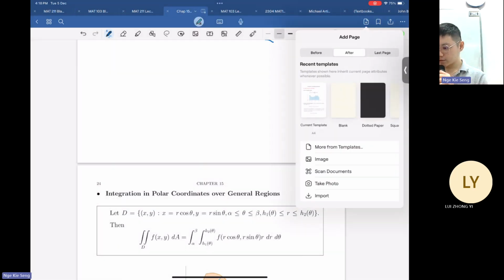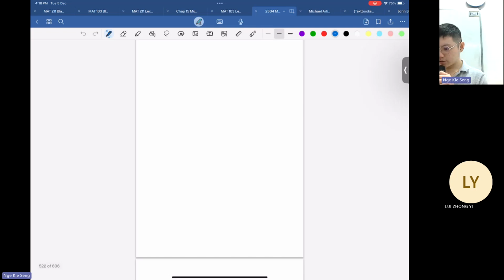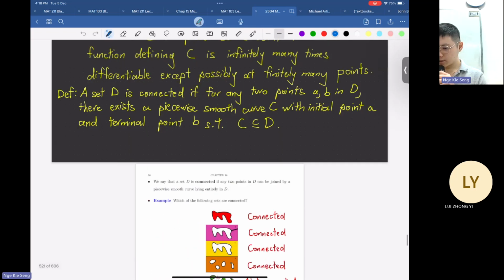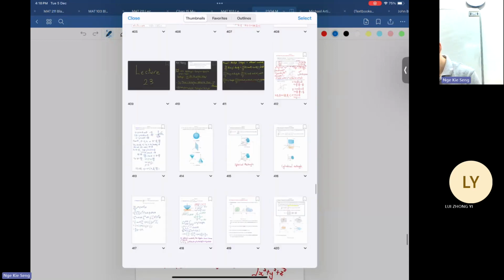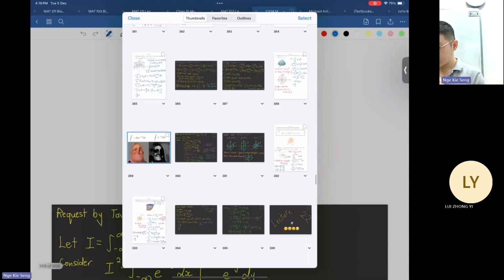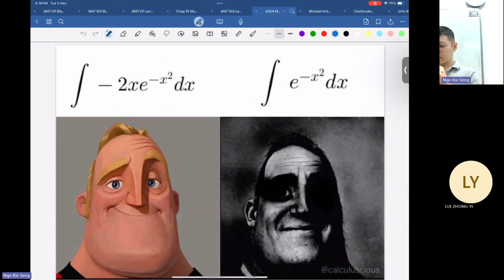One exercise I want you to check. Have you guys seen this meme before? Do you understand this meme or not? First integral: how to compute it? Substitution.